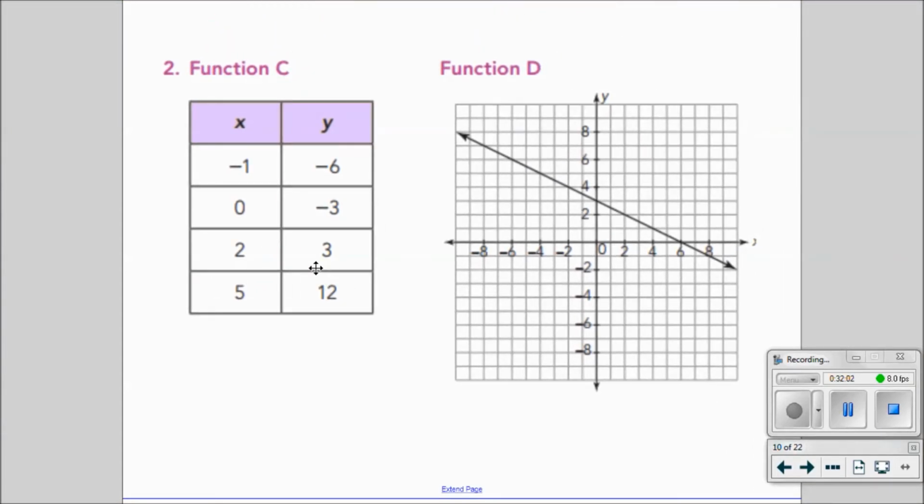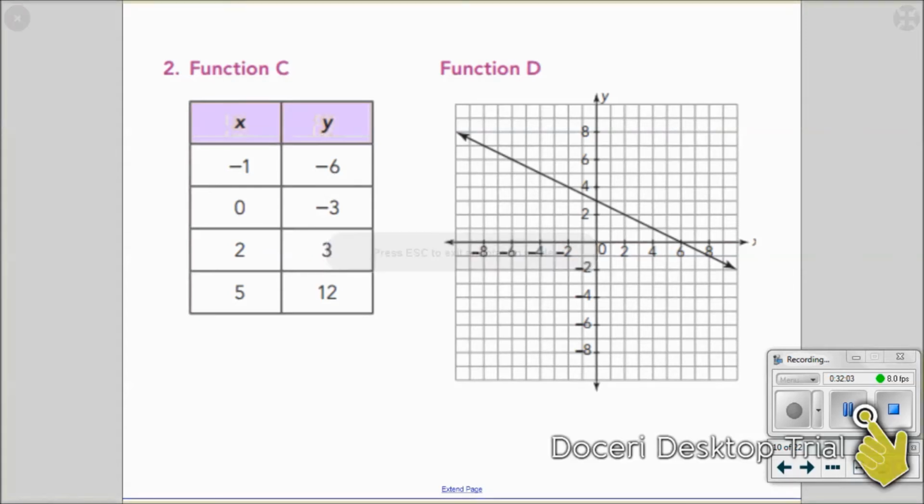All right, so you should have said function C. Function C has a rate of change of 3 over 1, while our graph on function D has a rate of change of negative 1 over 2. So that negative hopefully gave that one away for you. Okay, so you should have an explanation there.